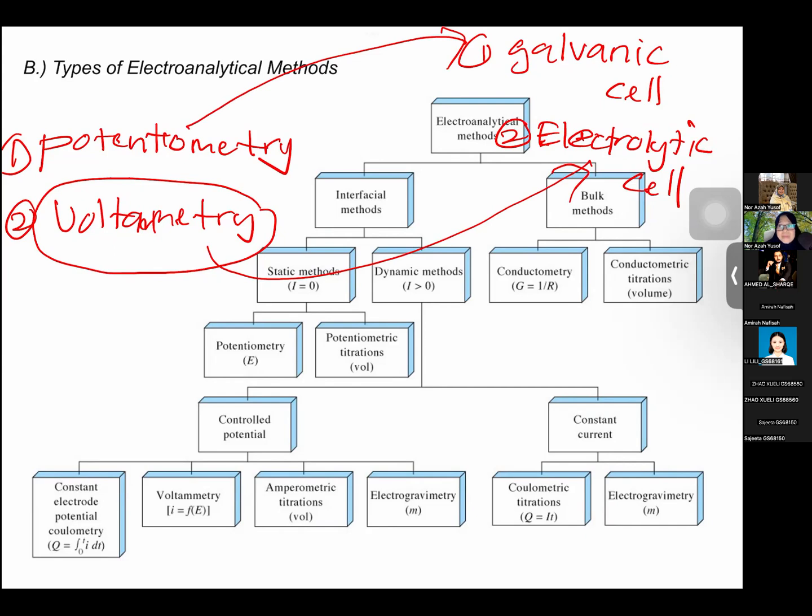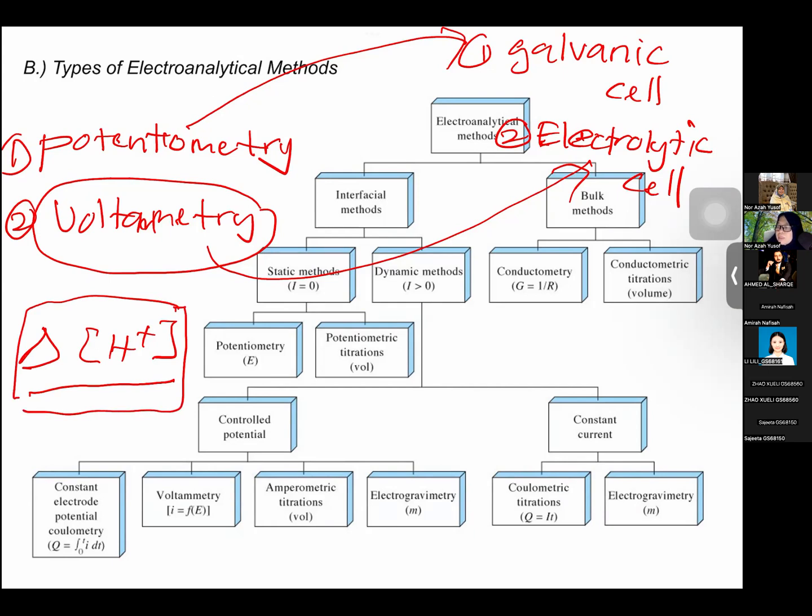different, probably different concentration of H plus, let's say. We have different concentration of H plus, okay? And then automatically there is a potential difference. So you don't actually need to put current or voltage to the system, because automatically there is a difference in H plus concentration. Then you will observe a current difference or a potential difference. Okay. So this is the concept. Potentiometry, the best example is pH meter.